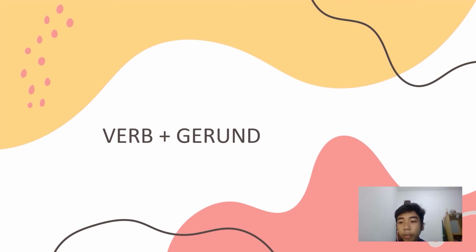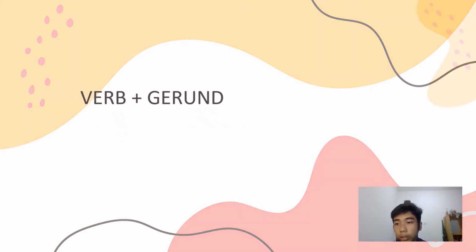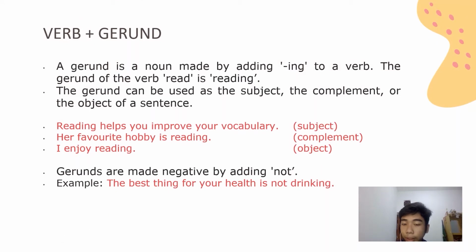Next up, we have verb followed by gerund. The gerund can be used as the subject, the complement, or the object of a sentence. As an example, reading helps you improve your vocabulary. Here the gerund is used as the subject. In the second example, her favorite hobby is reading, the gerund is used as the complement.